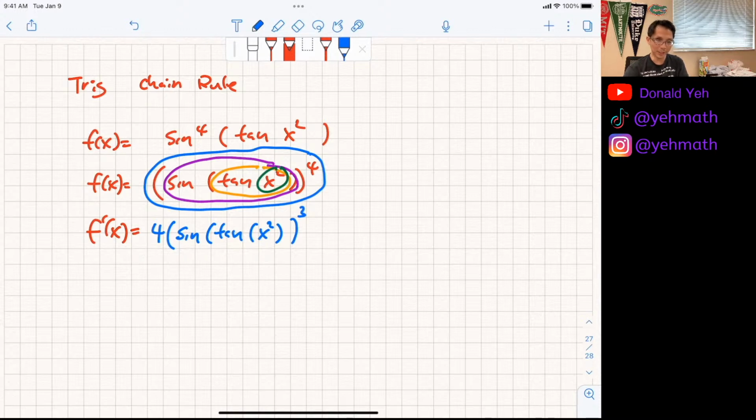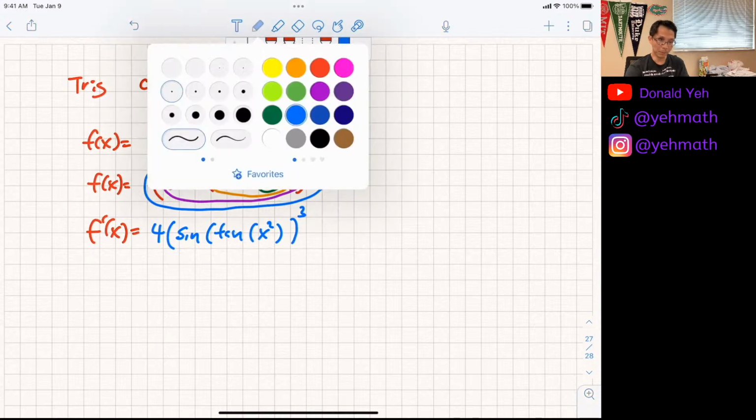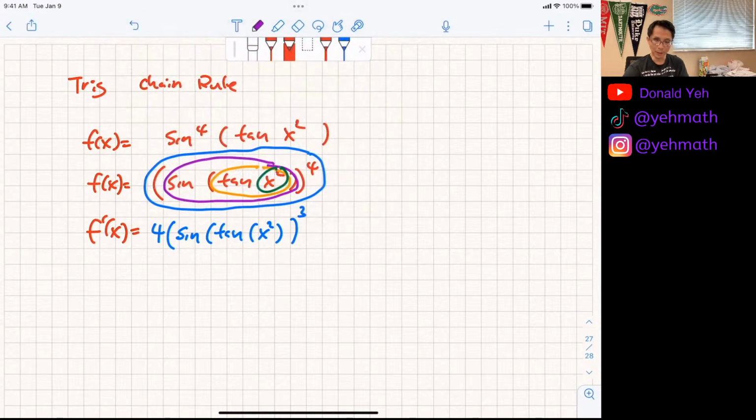Now I'm going to take a derivative of the inner function, which is the next layer. What color is the next layer? The purple. Let's take a derivative of the purple, which is the derivative of sine of tan of x squared. Well, the derivative of sine is going to be cosine of tan of x squared. And I already finished purple.